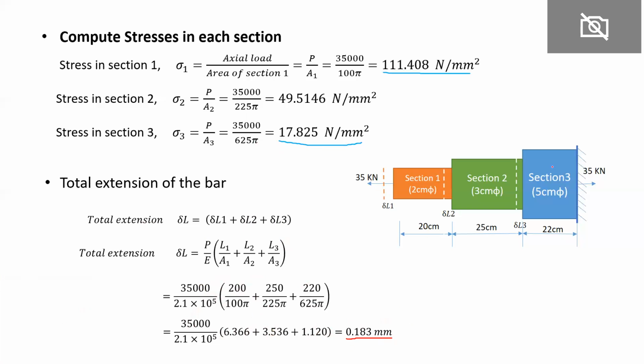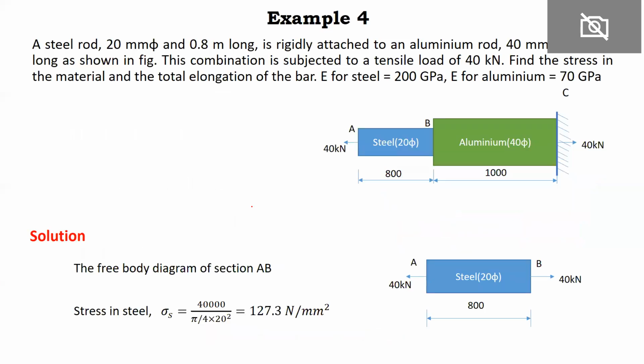This is the total elongation: all three members extend in the direction of load by a distance equal to 0.183 mm. This is how you can compute the stresses and extension of this bar. Now we will see one more numerical.